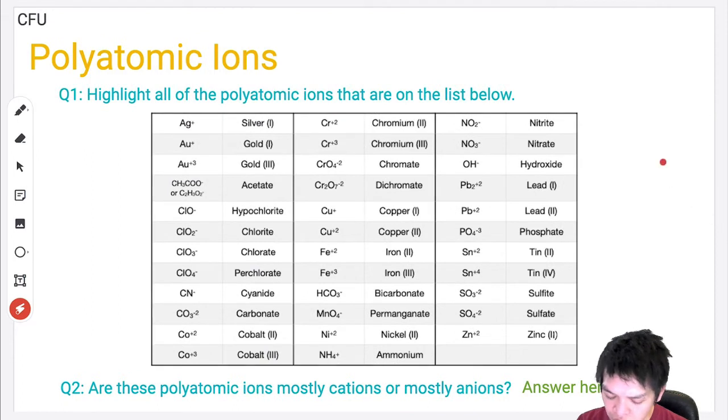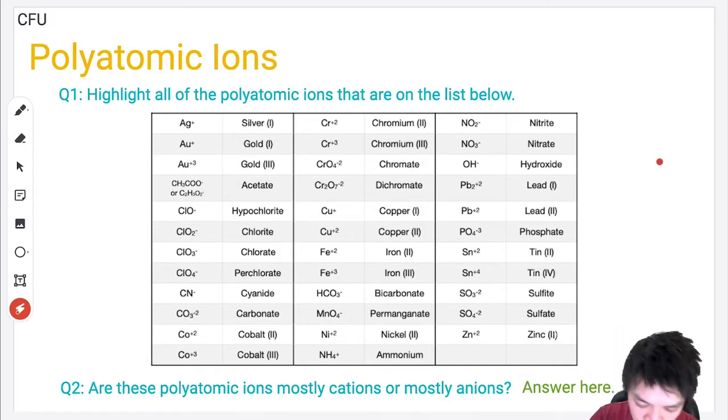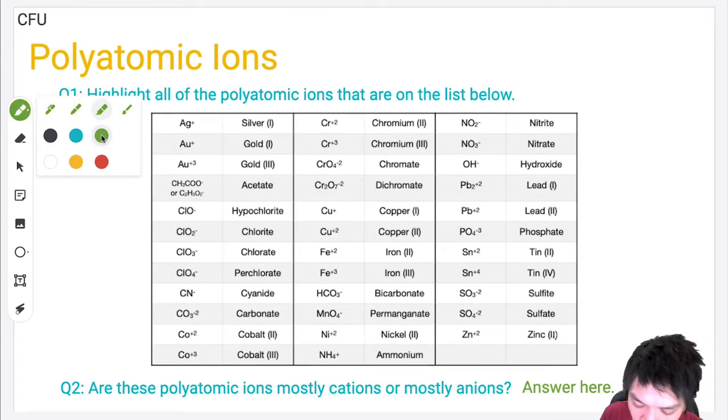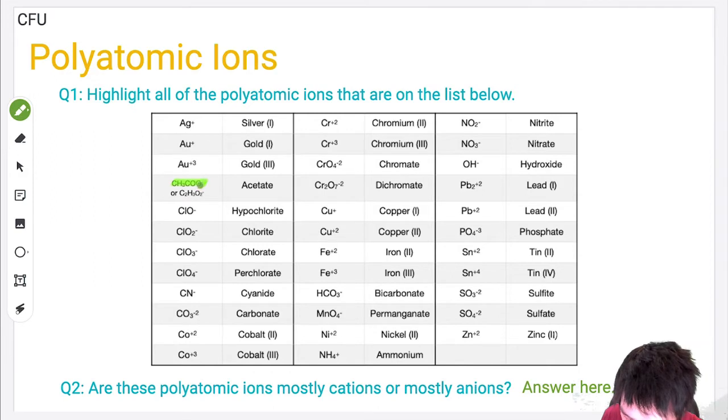What I want you to do is think about which one of these are polyatomic. Which one of these ions are polyatomic? So pause the video and think about it first. Okay, so hopefully you thought about it. First of all, I'm going to go ahead and highlight the ones that are polyatomic. So acetate. Acetate, there's two forms to write it, but it's polyatomic. It has a -1 charge.